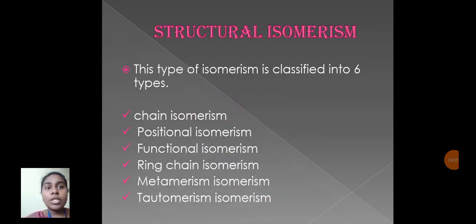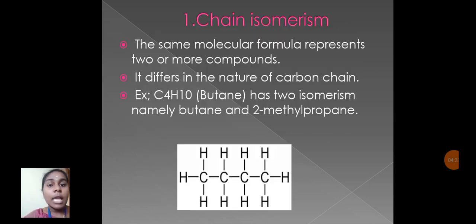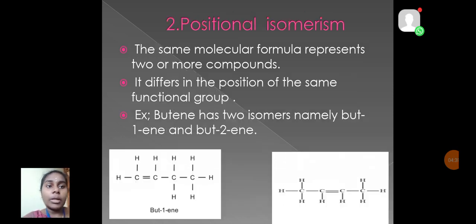Structural isomerism is classified into six types: chain isomerism, positional isomerism, functional isomerism, ring chain isomerism, metamerism, and tautomerism. First, chain isomerism: the same molecular formula representing two or more compounds that differ in the nature of the carbon chain. Example: C4H10 has two isomers, namely butane and 2-methylpropane.